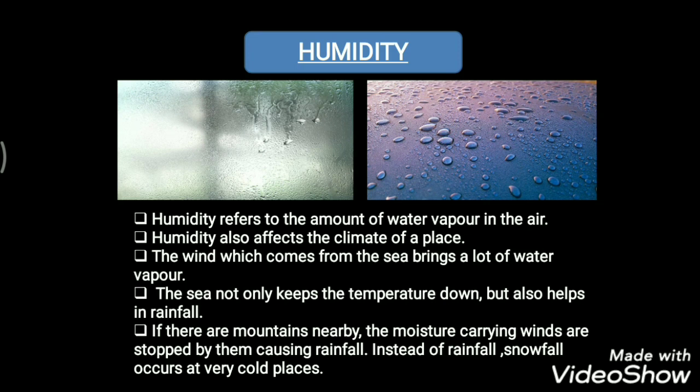Understood? So the sea not only keeps the temperature down but also helps in rainfall. Now if there are mountains nearby, the moisture carrying winds are stopped by them, causing rainfall. And sometimes instead of rainfall, snowfall occurs at very cold places. Next, distance from the sea.